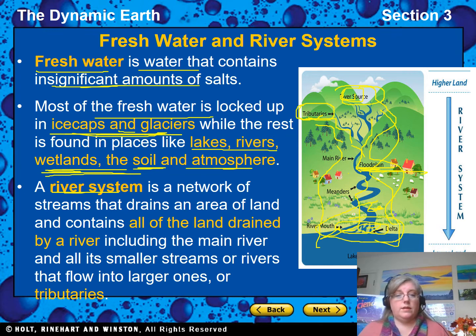All right, so let's see what we have. The river system is a network that contains all of the land drained by the river, including the main river, the smaller streams, the larger ones, and the tributaries. Okay, so all of this is included in the river system.